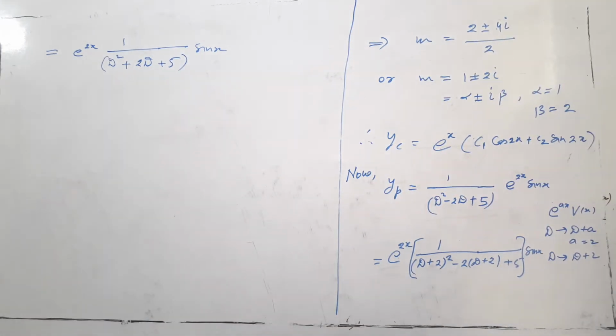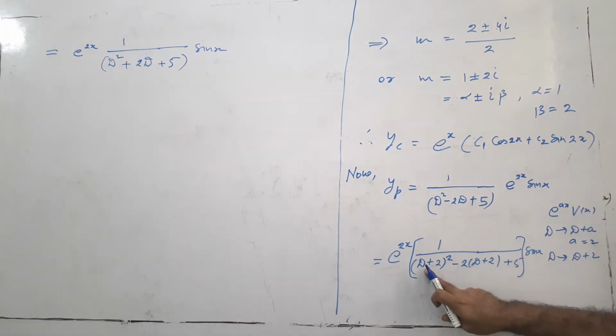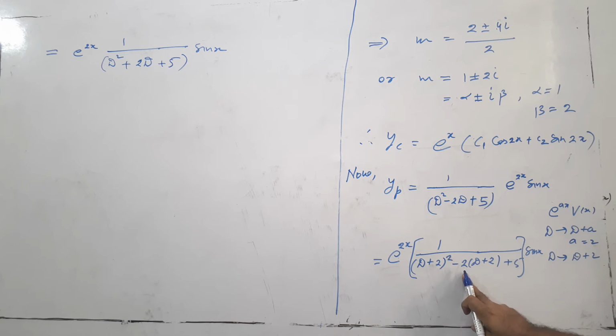Let me check once more. D square, 4d minus 2d is 2d, and 4 minus 4 cancel out. Here we have only 5. Okay.